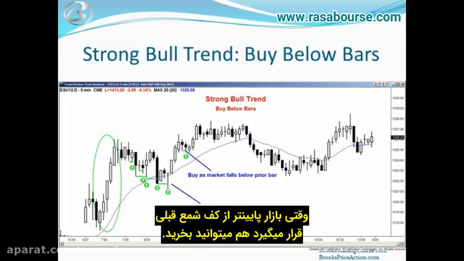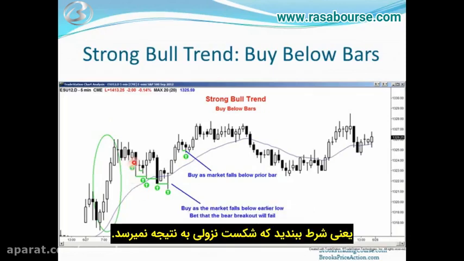You can buy as the market falls below the low of the prior bar, betting that the breakout attempt will fail, all right?